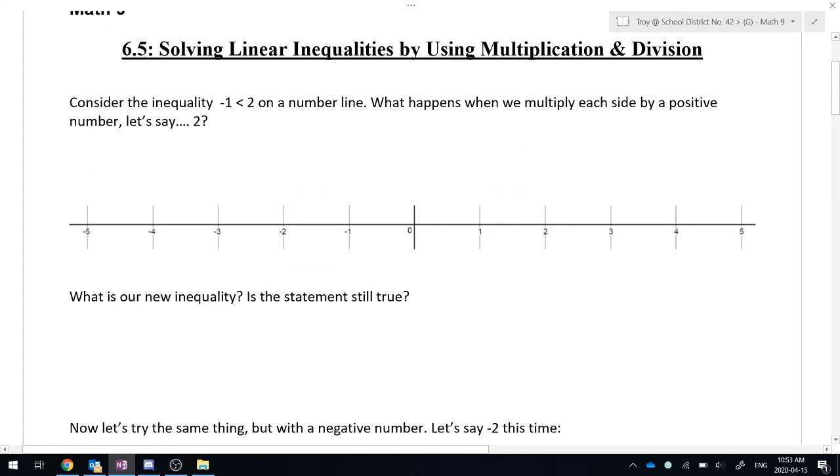Okay, so we're going to start off by discussing a simple inequality. So we're going to start off with -1 is less than 2 on the number line. So what I'm going to do is I'm going to multiply both of these numbers by some positive number. Let's say we're going to use 2.